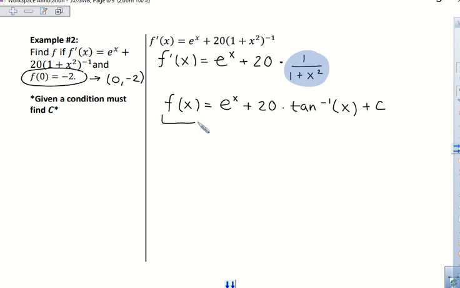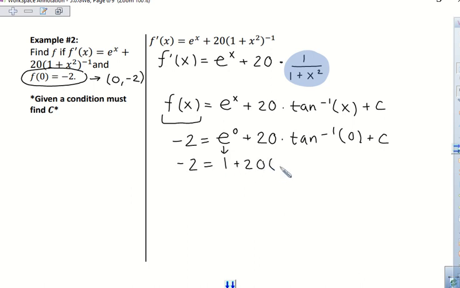Plug it in. Remember, f of x is just y, and then I'm plugging in 0 for x. Is everybody good with what I did there? So this becomes 1 plus 20 times 0. Tan inverse of 0 is 0. You can do that on the calculator. Plus c. This becomes 0, so we end up with this. And then subtract on both sides, so you get c equals what? Negative 3.